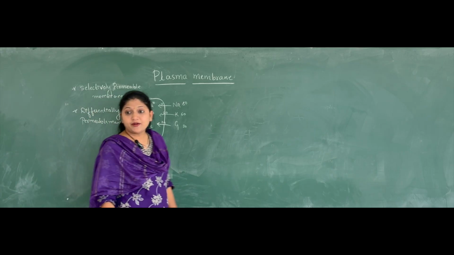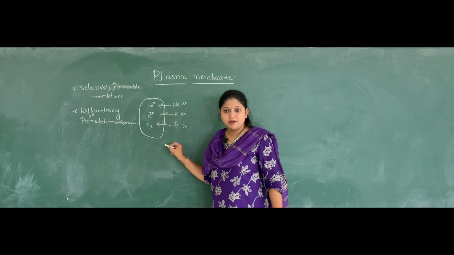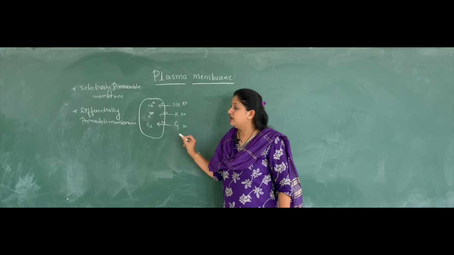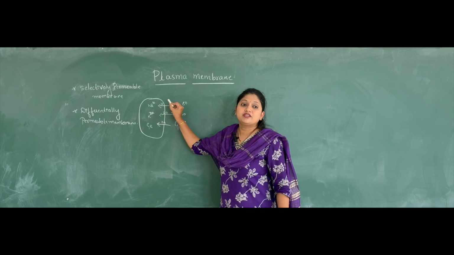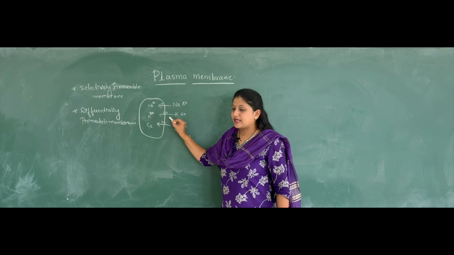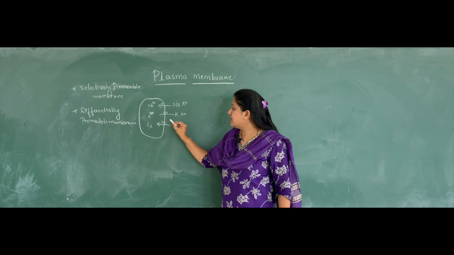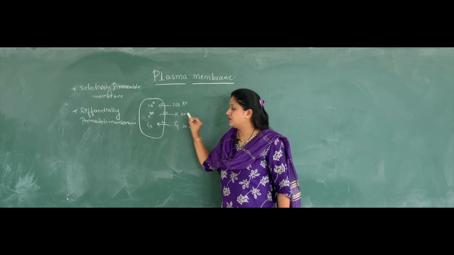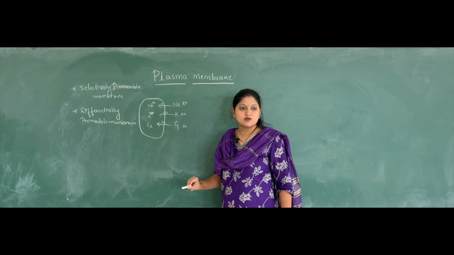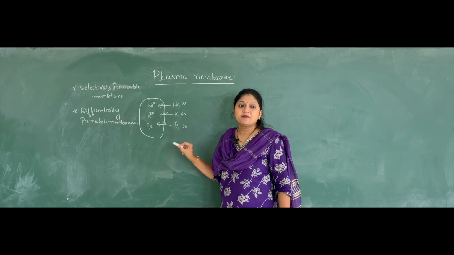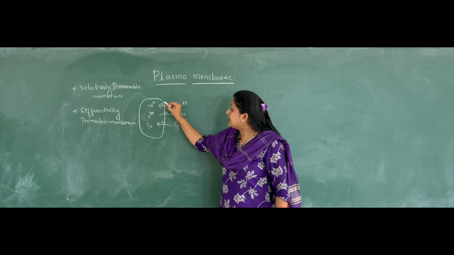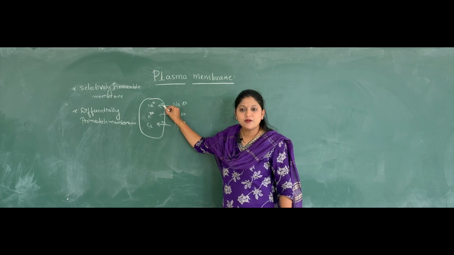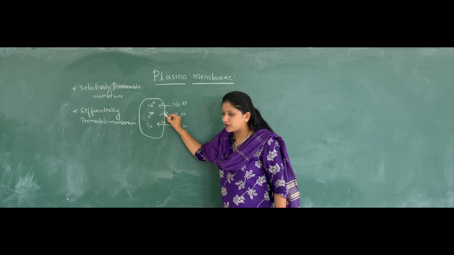It means that the same plasma membrane was permeable to 35 molecules of sodium, to 20 molecules of potassium and to 14 molecules of glucose. It is permeable to all, but it is differently permeable to sodium, differently permeable to potassium, differently permeable to glucose.